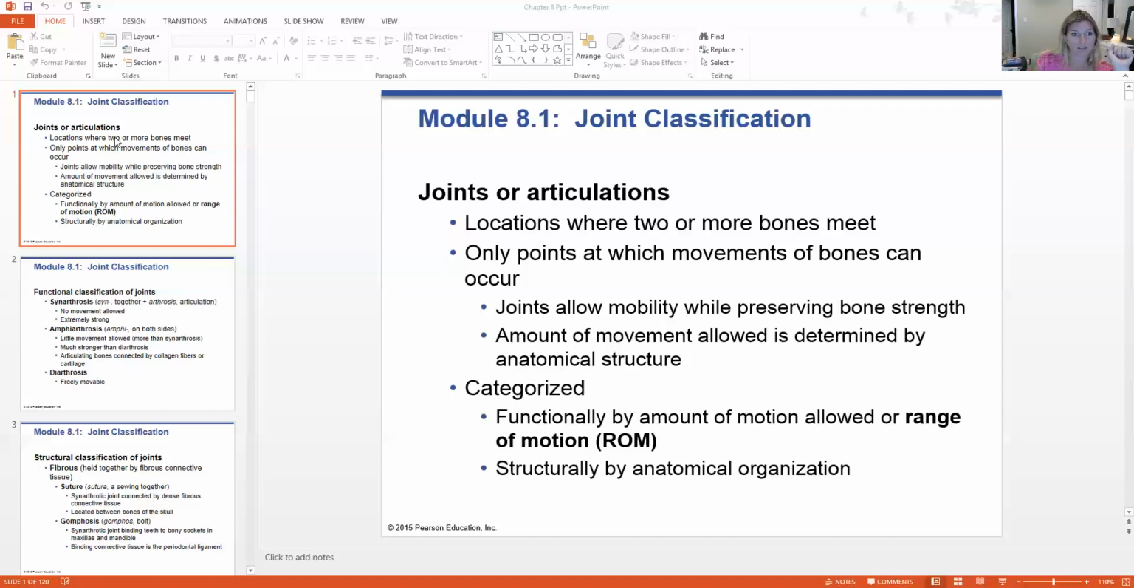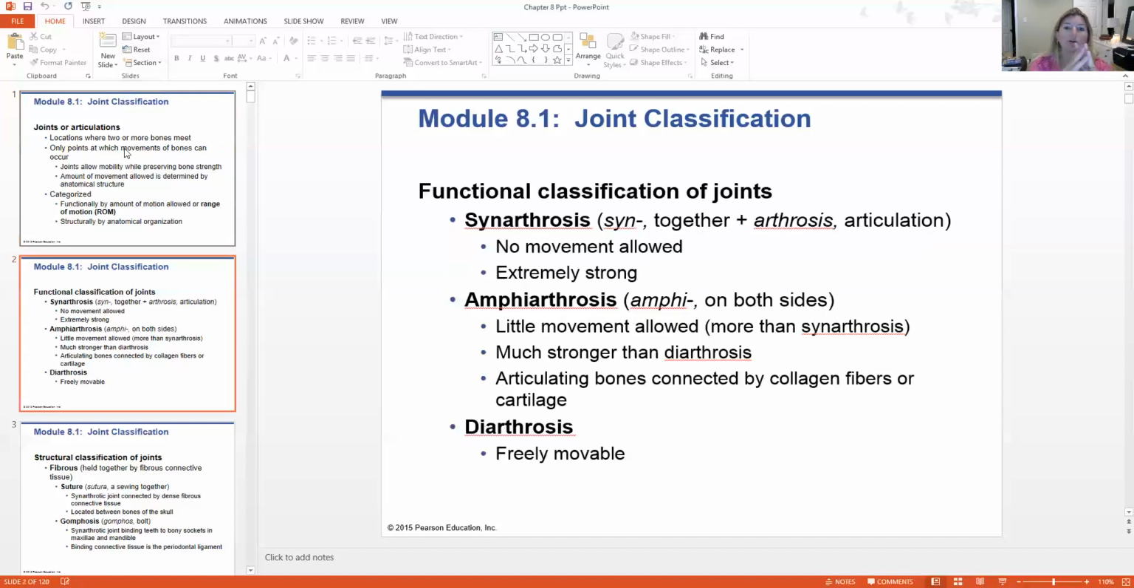So let's click on this. There we go. Let's talk about the functional classification of joints.